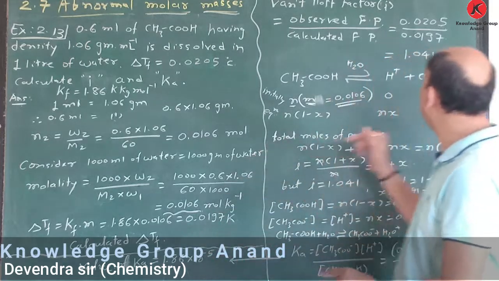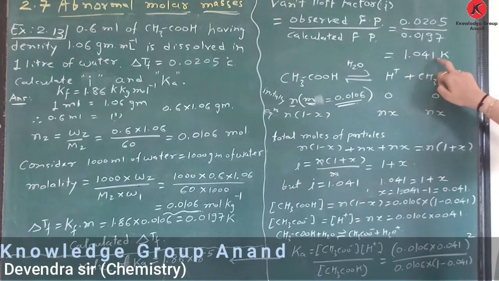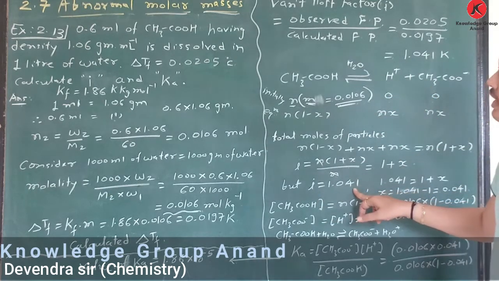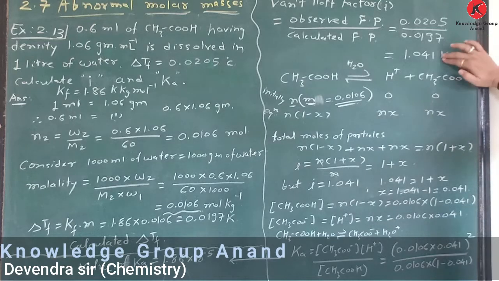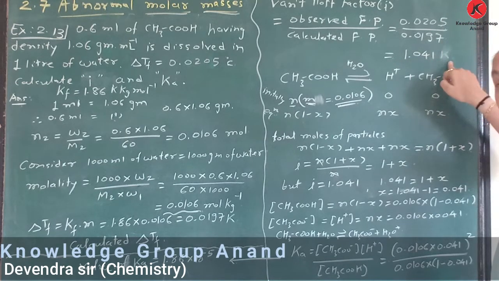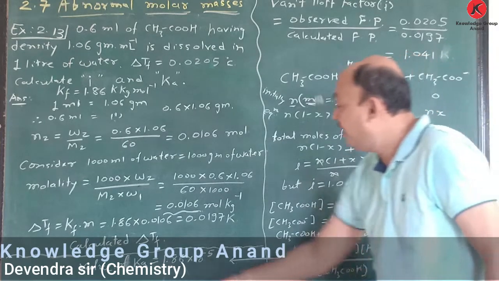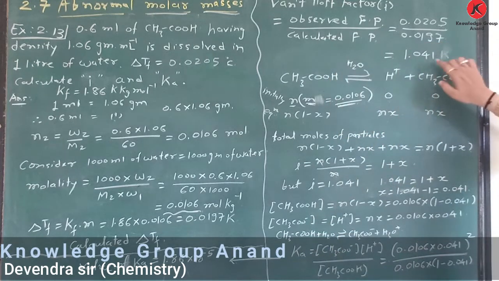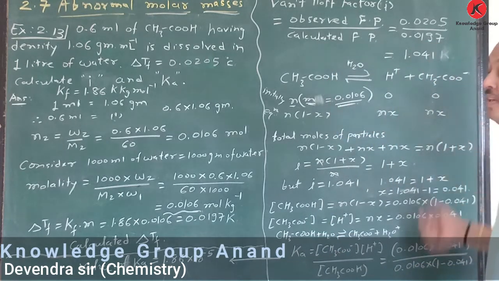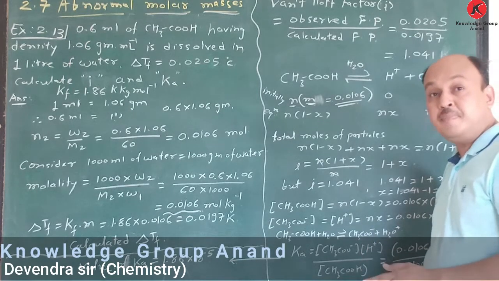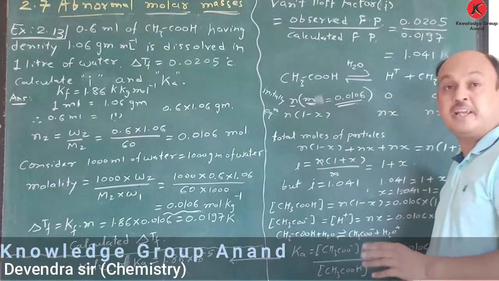The value of i is 1.041. Here K is not written, correct it. K is not there, so both cancel out, so 1.041 is the value of i, and the value of Ka is 1.86 into 10 raised to minus 5. Please correct this. Here the value of K cancels out, so 1.041 is there, and that's why this chapter is completed. Just watch this video properly with the help of the course, and make a note of this.